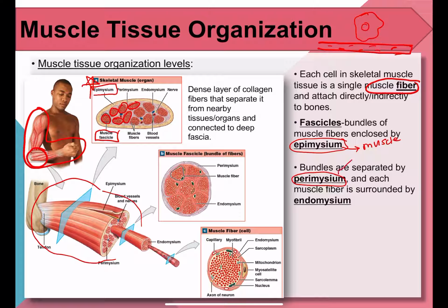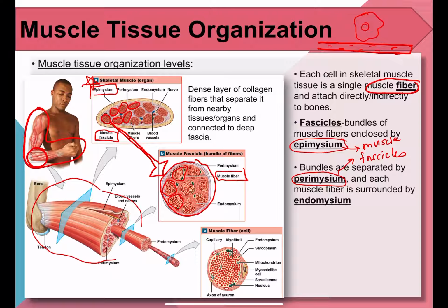Perimysium encircles your fascicles. Okay, and I'll draw this out at the end just to review that whole process again. So now each fascicle, this is one fascicle right here. We're taking one of these and enlarging it to that and looking at one fascicle. Each fascicle is made up of many muscle fibers. One muscle fiber is one muscle cell. So each one of these circles you're seeing here is a muscle fiber, one muscle cell.